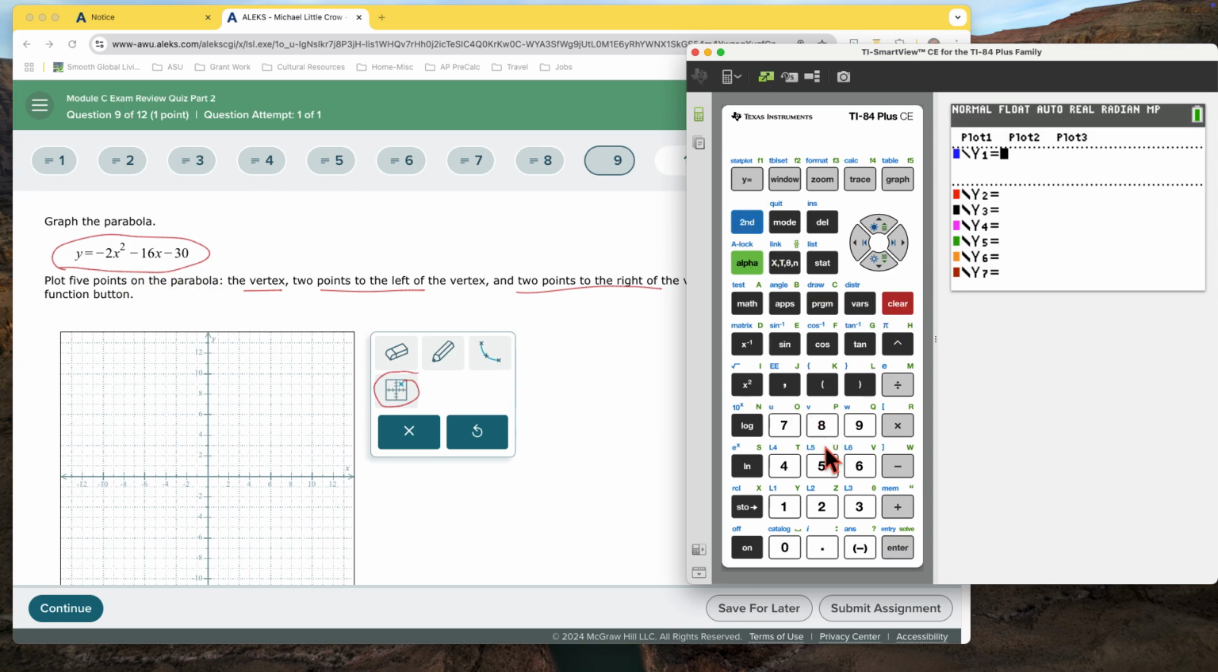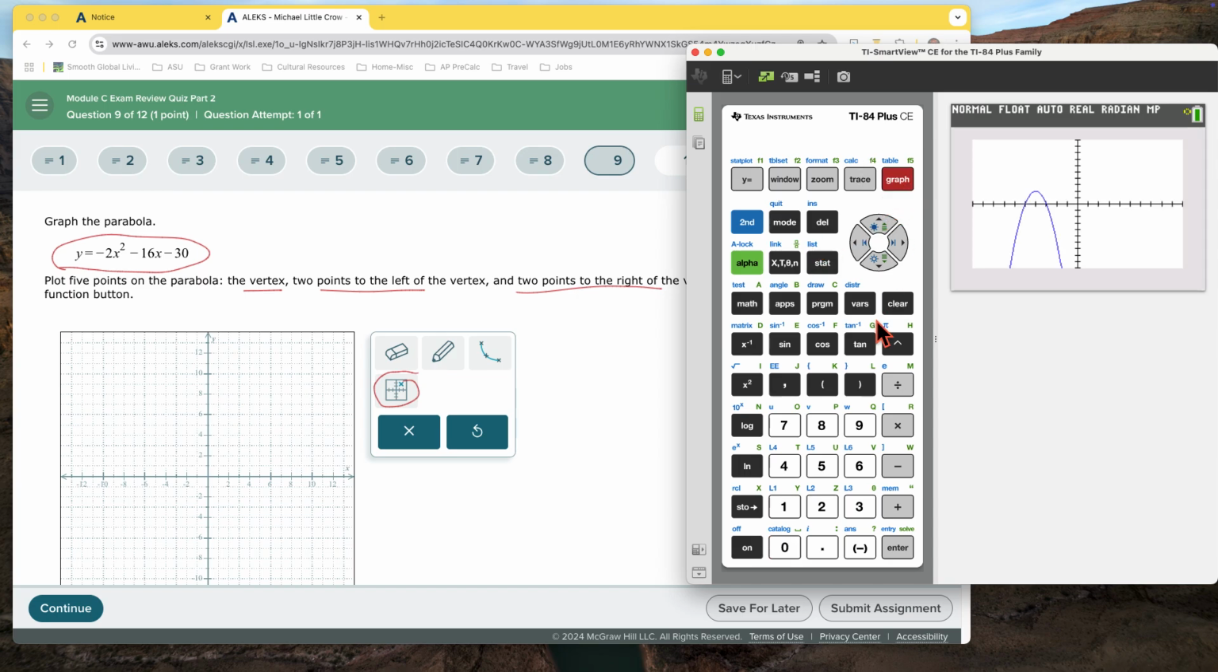Let's graph this: minus 2x squared minus 16x minus 30. We're going to graph this. Now, this minus 30 might mean it goes down to negative 30 something. Let's just hit the graph. Well, that's okay. I can see pretty much everything I need to. I certainly can see the vertex, which is a maximum in this case. And then I can get some points on either side.